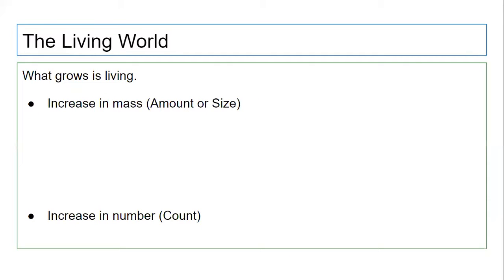So, what do you understand by the living world? When we consider living, automatically we think about growth. So, let us learn about the definition of growth. It can be two things: either an increase in mass, which is the increase in magnitude, the size, or the amount, and then the increase in number or the count.